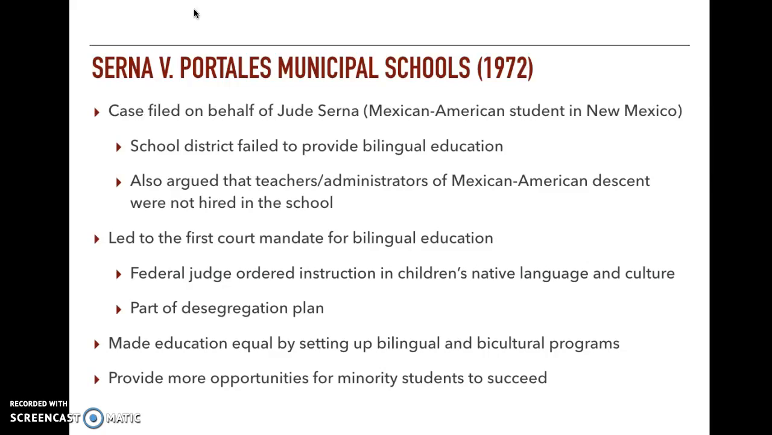Serna versus Portales Municipal Schools, 1972. This case was filed on behalf of Serna, a Mexican-American student in New Mexico. The school district failed to provide bilingual education. It also argued that teachers and administrators of Mexican-American descent were not hired in the school. This led to the first court mandate for bilingual education. The federal judge ordered instruction in children's native language and culture. It was part of the desegregation plan. It made education equal by setting up bilingual and bicultural programs and provided more opportunities for minority students to succeed.